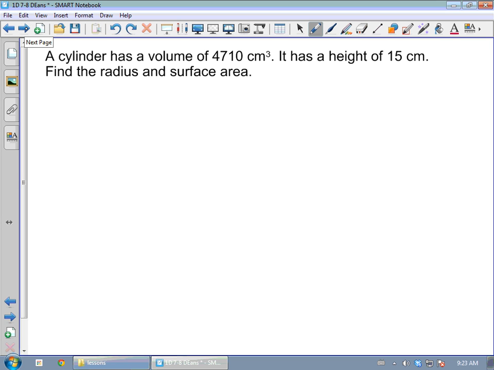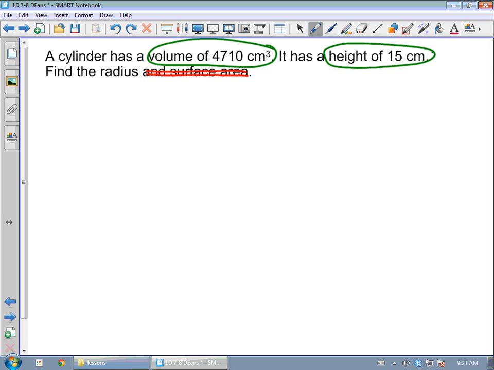Next question. A cylinder has a volume of 4,710 centimeters cubed. It has a height of 15 centimeters. Find the radius. Mine says find the radius and the surface area, but I think we're just going to find the radius. So what information are we given in this question? We are given a volume of 4,710, and we're given a height of 15.